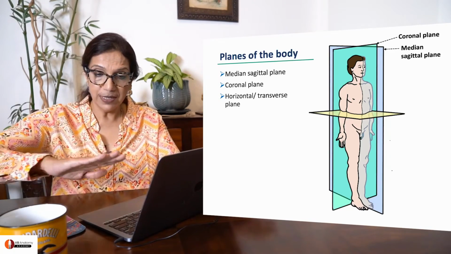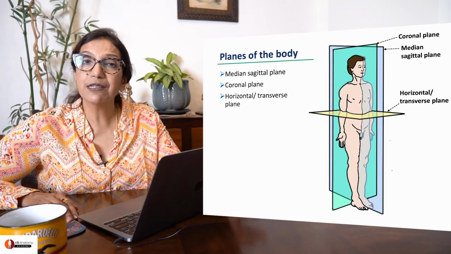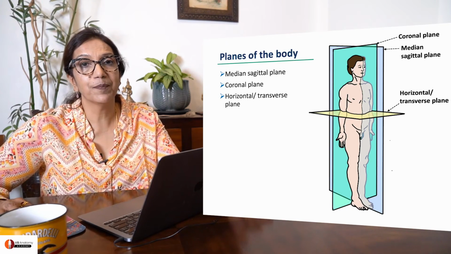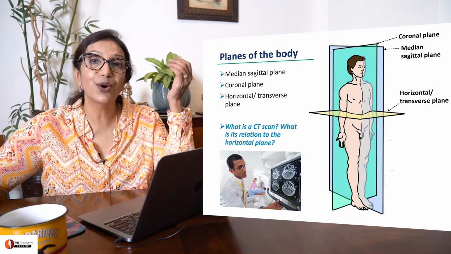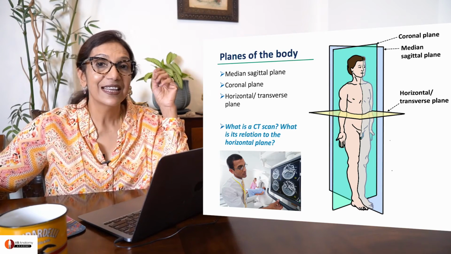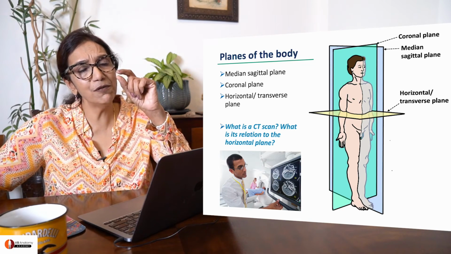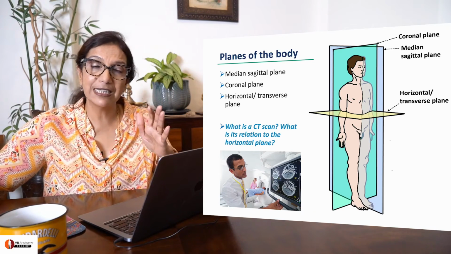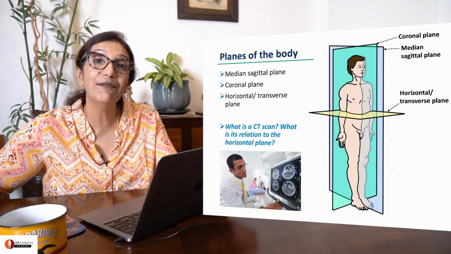And were I to draw horizontal sections as shown here, these are horizontal or transverse planes. Now, why is it important to discuss a horizontal plane? Understand, what is a CT scan? What is the relation of this to the horizontal plane? I've given you a hint. See if you can understand. CT scans are horizontal sections taken of the body at very minimal distance. And if you want to be able to interpret a CT scan, you have to know the structures present at every horizontal level in the body.